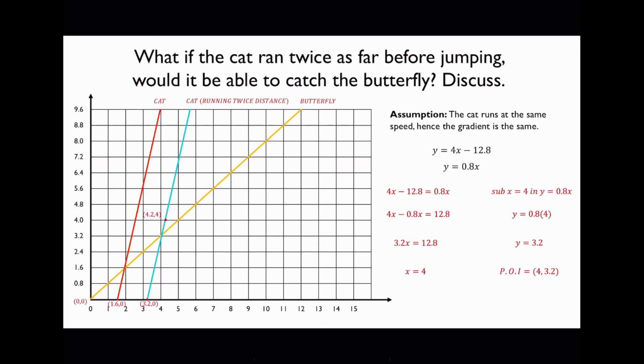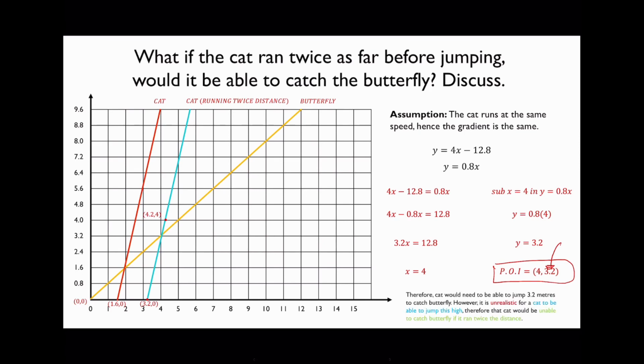In this case, you now need to answer the question: would it be able to catch the butterfly or not? All you need to do is look at your point of intersection and specifically look at the y value. This means that the cat needs to jump up to a vertical distance of 3.2 meters in order to catch the butterfly. I'm hoping you should be able to recognize that most cats aren't able to jump that high at all. That's an unrealistic value.